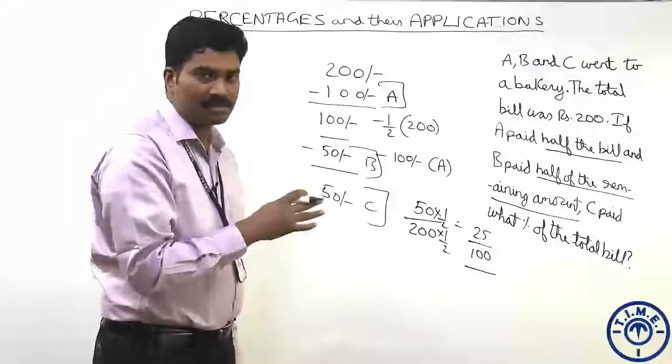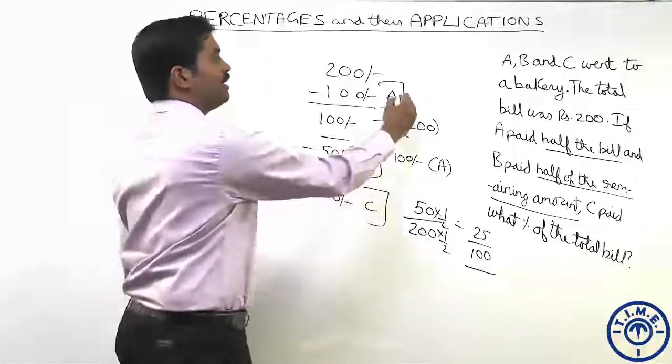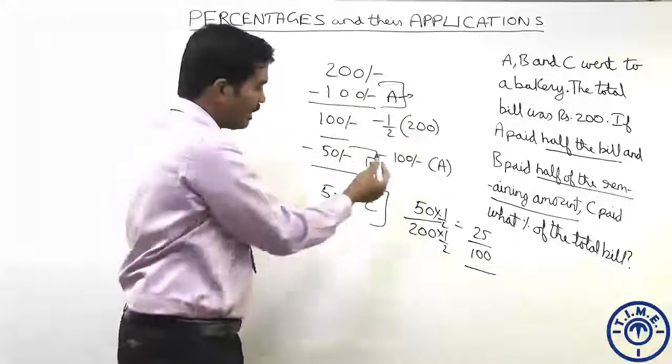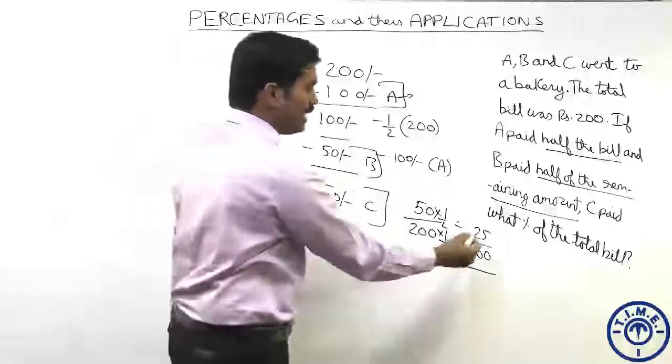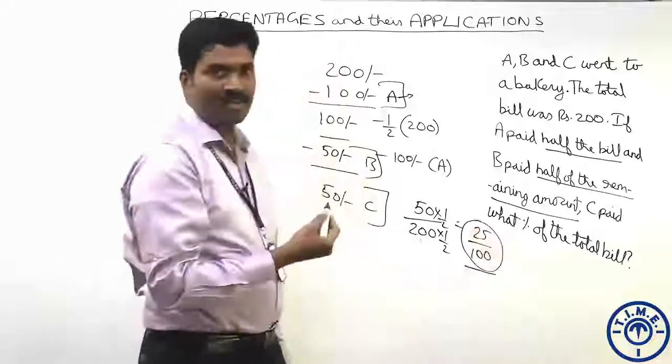That's the final answer. Here we can go back and check that A actually paid 50%, B paid 25% and C paid 25%. But the question is only really asking about C, who paid 25% of the bill.